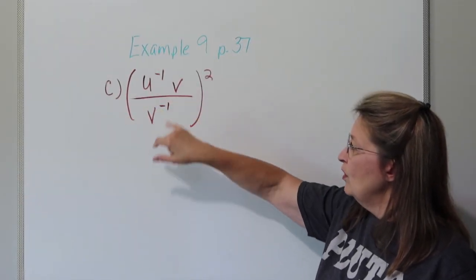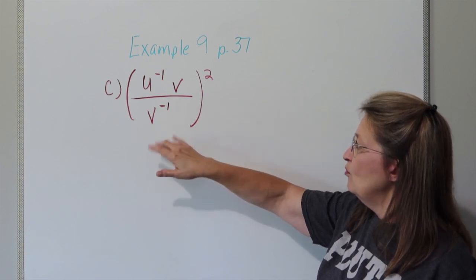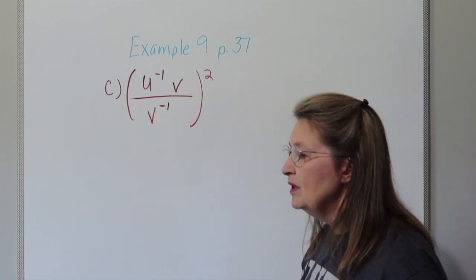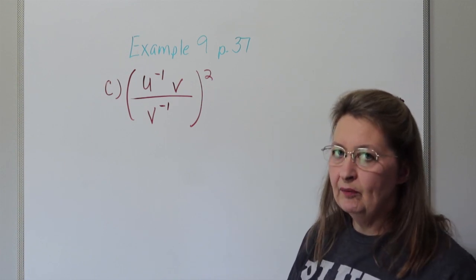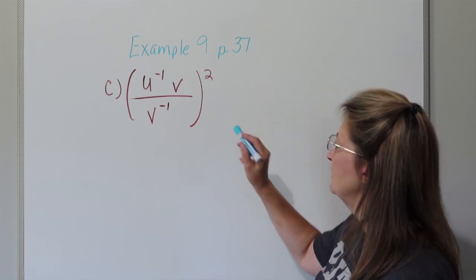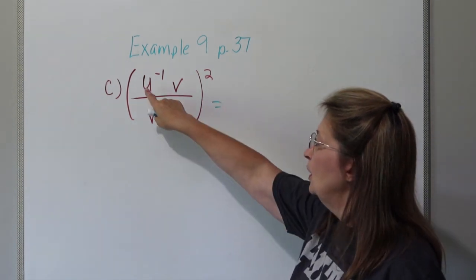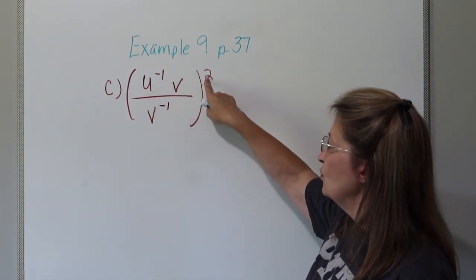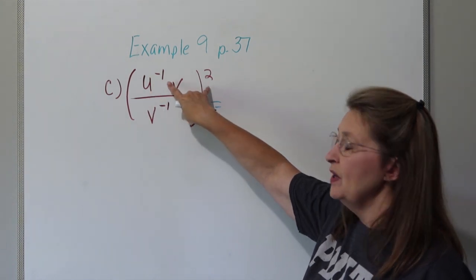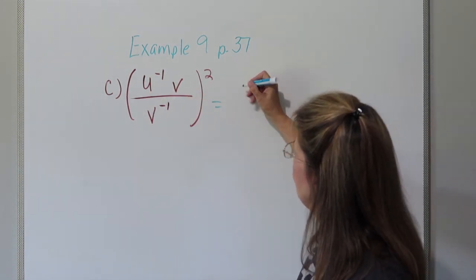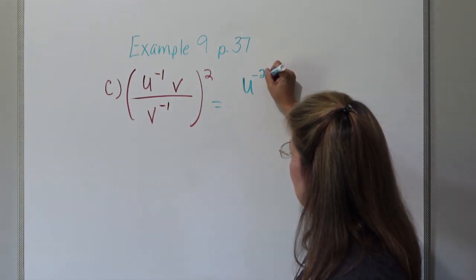Let's go to problem C. U to the negative 1 v over v to the negative 1, all squared. That's a lot. But remember, you only need to deal with one number or two numbers at a time. So let's just start dealing with them. U to the negative 1 squared. When you have one base with two exponents, you're multiplying. So what is negative 1 times 2? It's going to be negative 2.